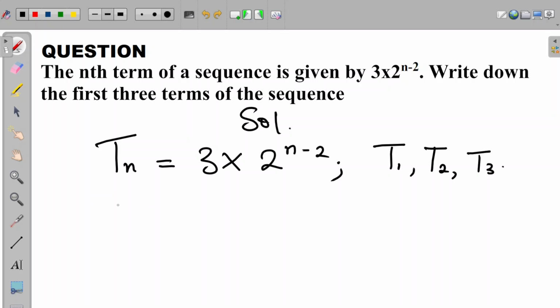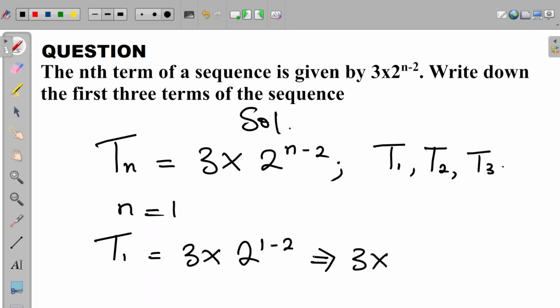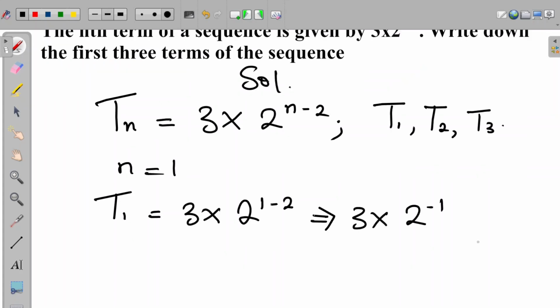For the first term, n is equal to 1. So therefore, t subscript 1 is equal to 3 times 2 to the power 1 minus 2. So this expression becomes 3 times 2 to the power of negative 1. So therefore, the first term is equal to 3 divided by 2.